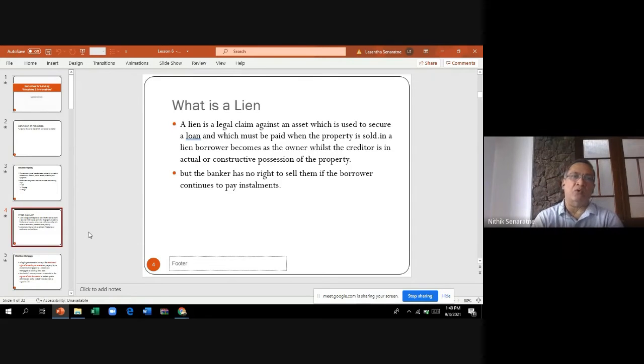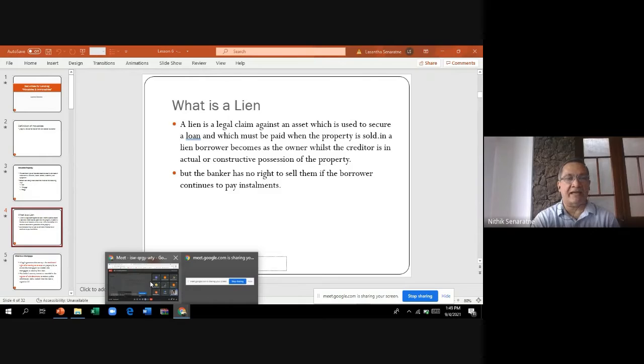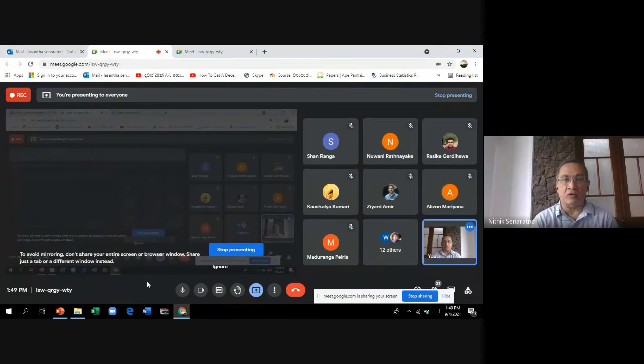So lien is a hold, a legal claim against an asset which is used to secure a loan and which must be paid when the property is sold. In a lien, the borrower remains the owner while the creditor is in actual or constructive possession of the property. You are the owner, but I am holding it. I'm the bank, but the bank has no right to sell it if the borrower continues to pay installments. So if you're paying your installments, I can't take any action against that, right? I have to hold it.